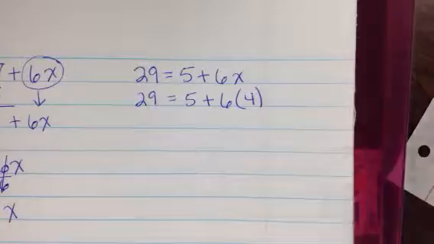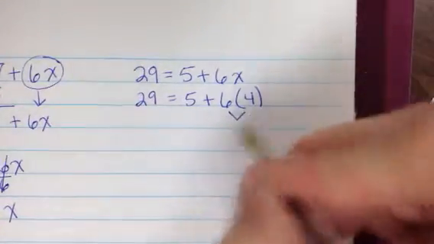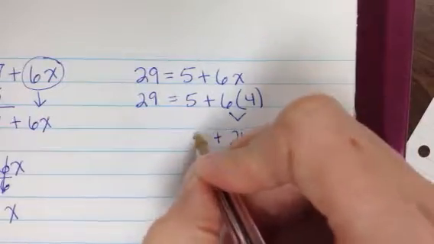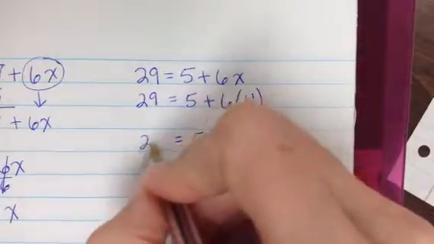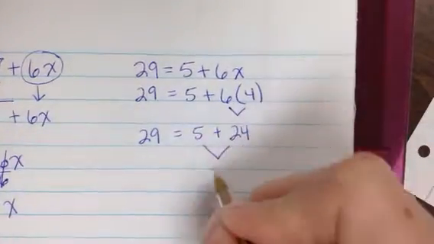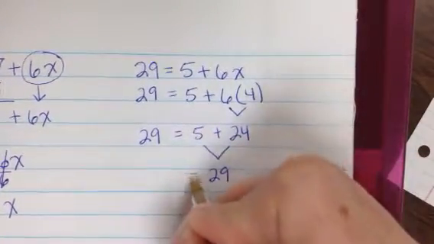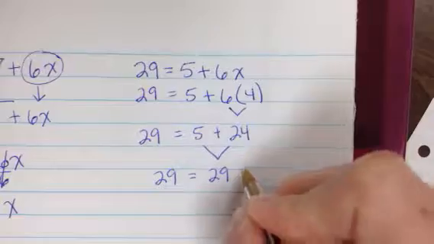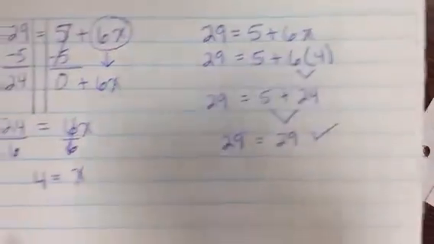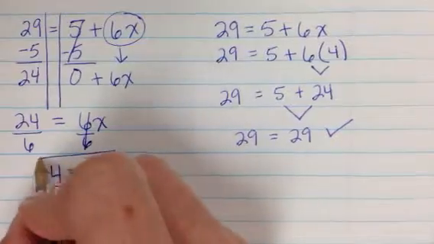Okay, according to order of operations, we're going to multiply first, so 6 times 4 is 24. Bring down your plus 5 equals 29. All right, next we're going to do 5 plus 24, so 29 equals 29. And that works out, so you know you got your answer correct. x equals 4. Box that in.